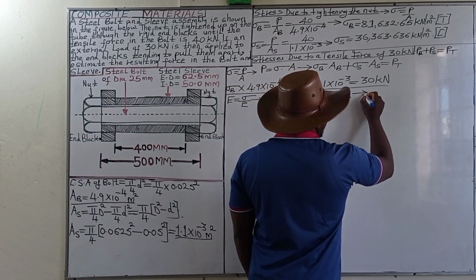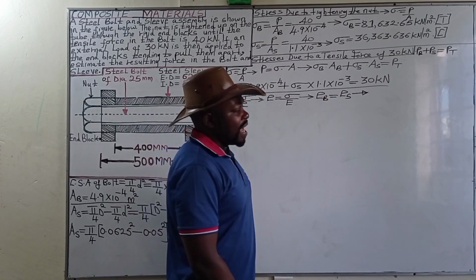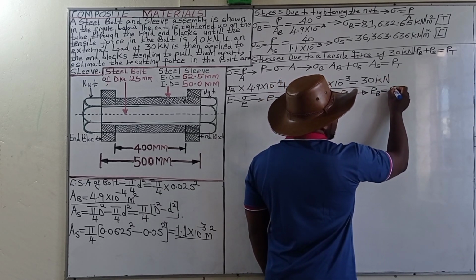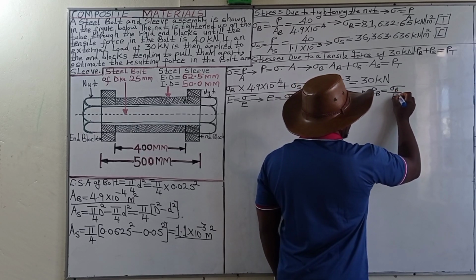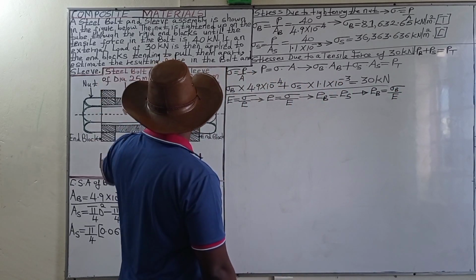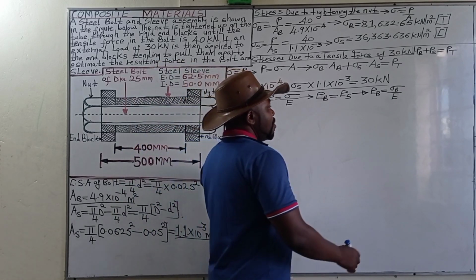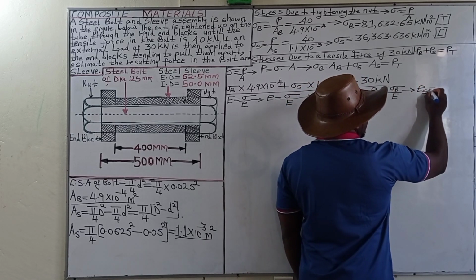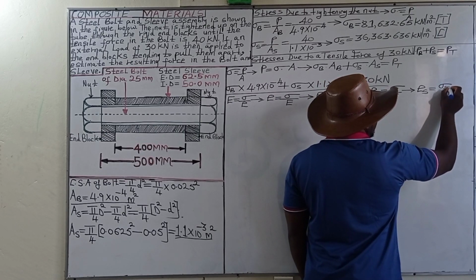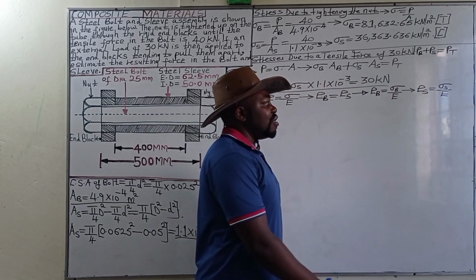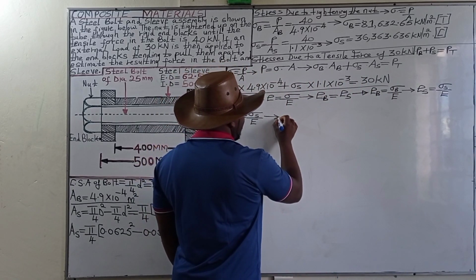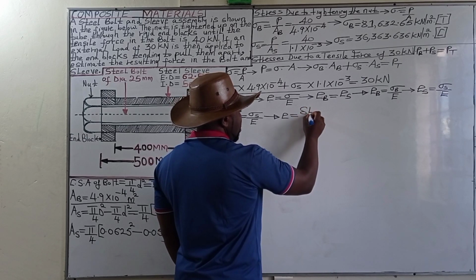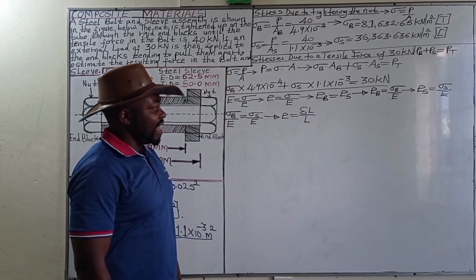And therefore, when we begin with the strain in the bolt, the strain in the bolt will be given by the stress developed in the bolt divided by the Young's modulus of elasticity of steel. The bolt is also steel, it is made from steel. On the other hand, the strain in the steel sleeve will be given by the stress in the steel sleeve divided by the Young's modulus of elasticity of steel. We know that strain is given by change in length divided by the original length.